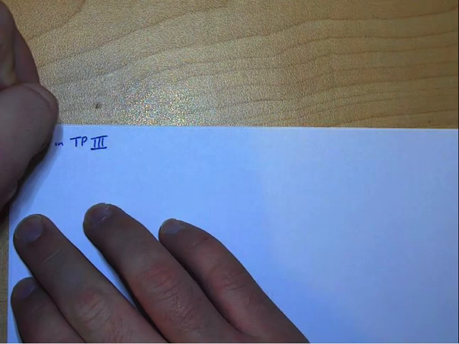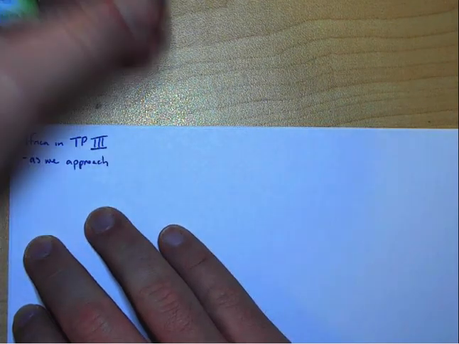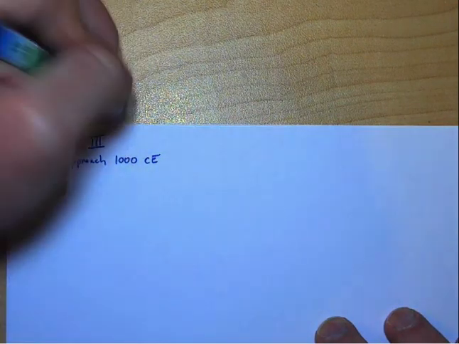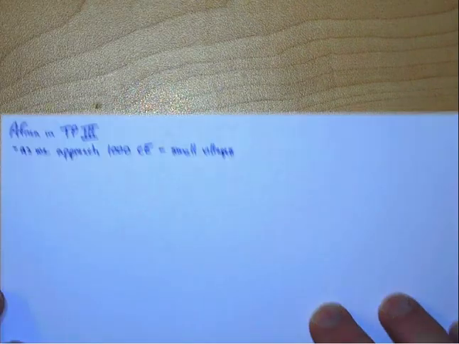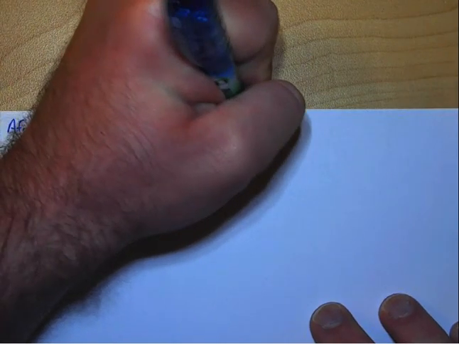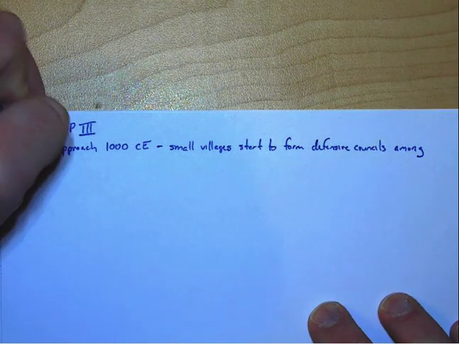So as we approach, we could say maybe a nice round number like 1000, as we approach 1000 CE, the small villages that we spoke about so much in the last video start to form what might be called defensive councils among many other villages.